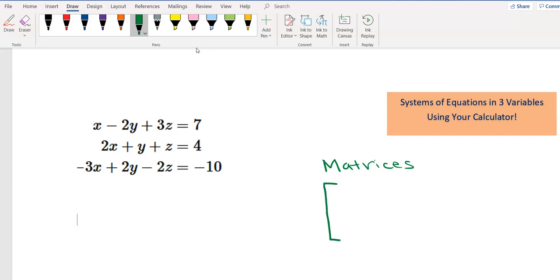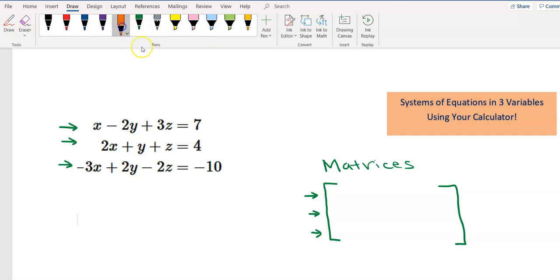So first, you're going to be using a matrix, which is kind of like a big box. After that, you're going to have a row for every equation that you have. So we have currently 1, 2, 3 equations. So we're going to have 3 rows in our matrix.